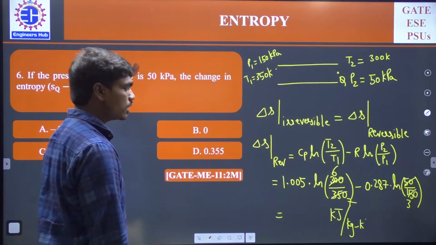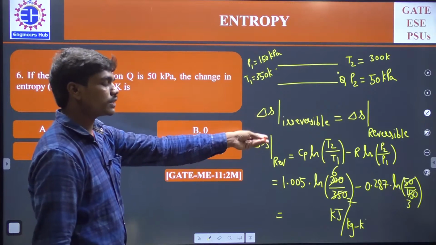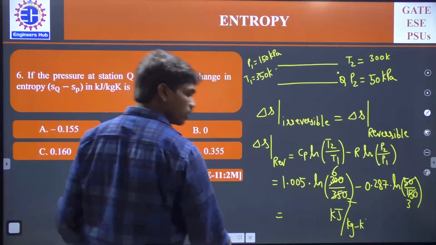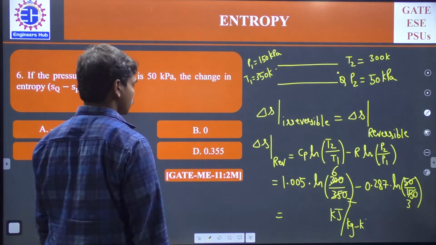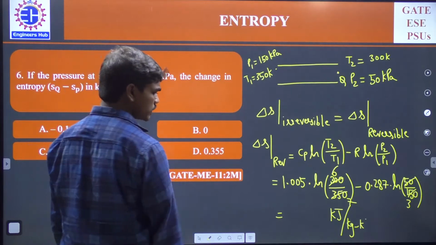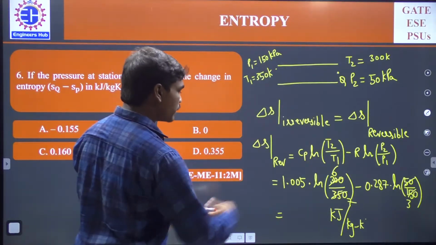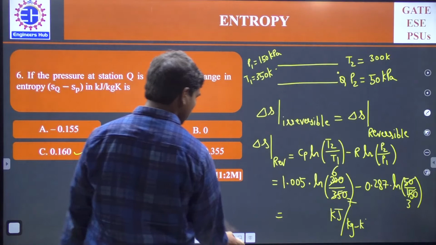So what would be the answer for this? Please calculate: 1.005 into ln 6/7 minus 0.287 into ln 1/3. Is it 1.6 or 0.16? 0.16, Rohit. So this could be the correct answer. That's what you are telling. Okay, let me calculate the value and see whether it's 0.16 or not.